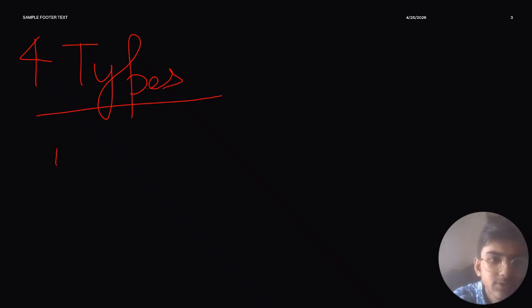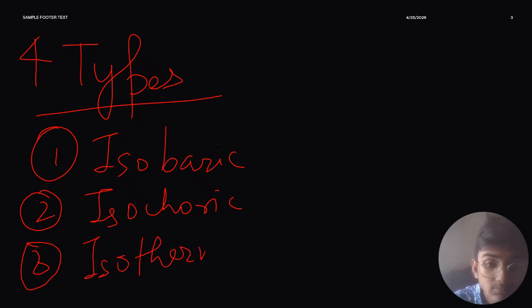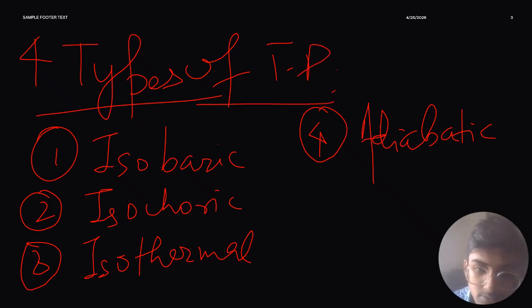There are 4 types of thermodynamic processes which we generally have to study. First one is called isobaric. Second one is isochoric. Third one is isothermal. Fourth one is adiabatic. These are the 4 types of thermodynamic processes which we have to study.